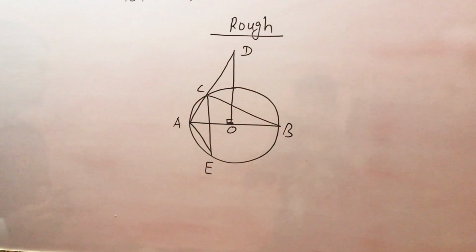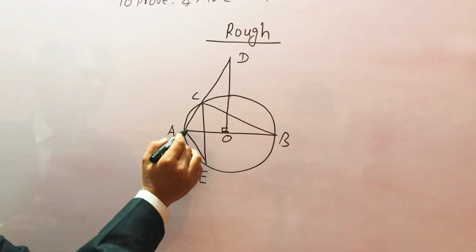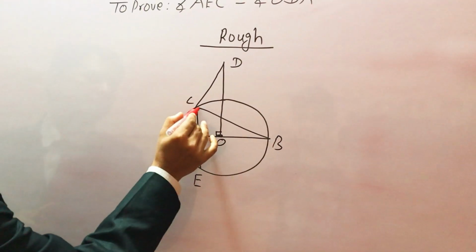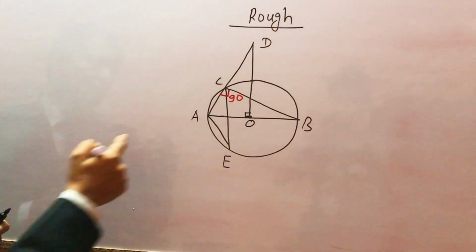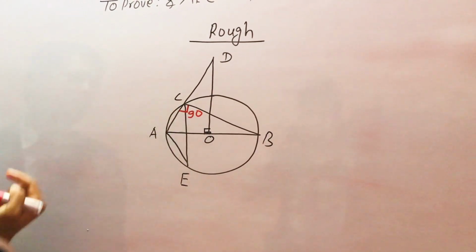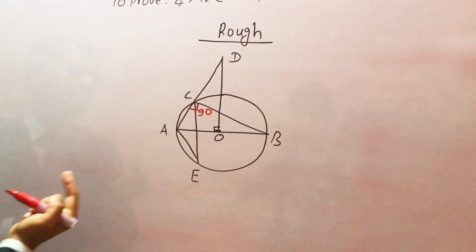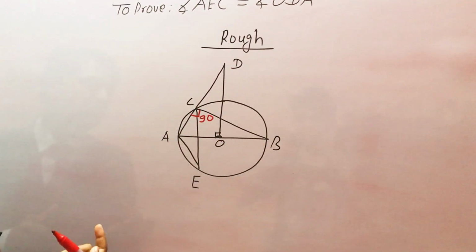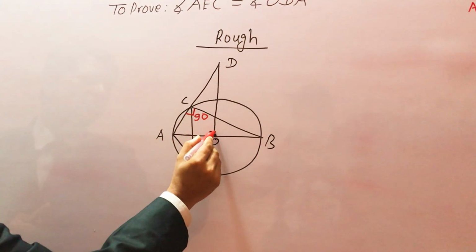Now I am going to teach roughly at first. We are given that AB is the diameter. It means angle C is 90 degrees, because angle ACB is in a semicircle. The angle at the circumference in a semicircle is a right angle. You are already familiar with this statement. Again, we are given that DO is perpendicular to AB. It means angle AOD is equal to 90 degrees.